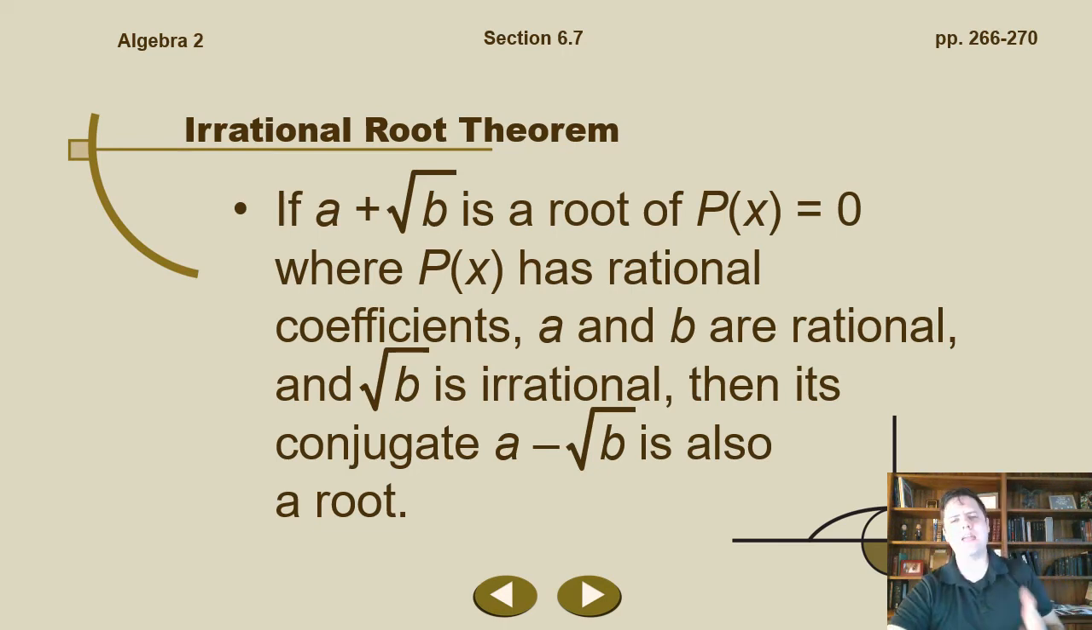So if I have an a plus square root of b, and I have rational coefficients, and a and b are rational themselves, but the square root of b is irrational, then we know that a minus the square root of b is also a root of that equation.